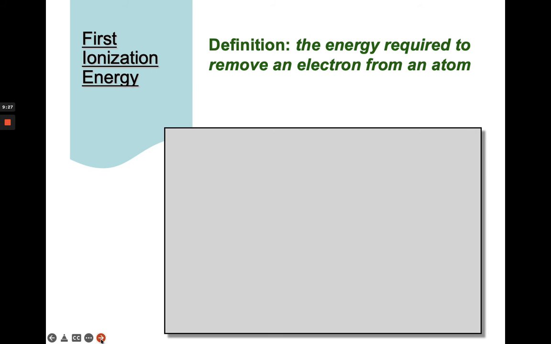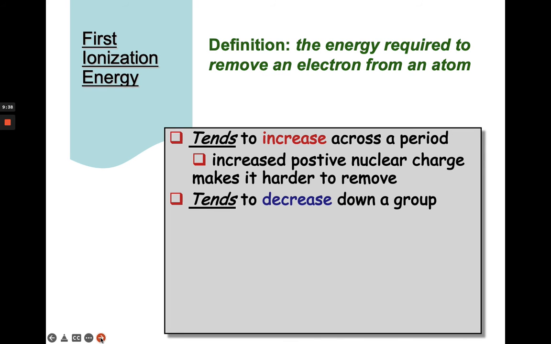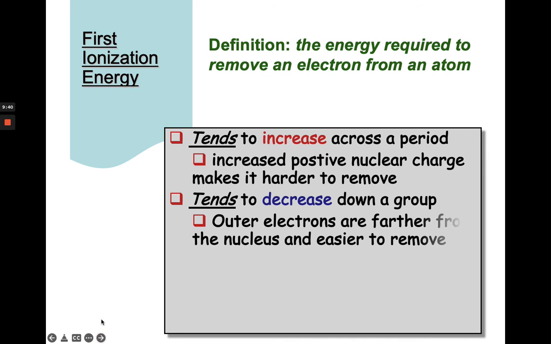Now, the trend for this is it tends to increase across a period, because that increased nuclear charge makes it harder to remove. And it tends to decrease down a group because the outer electrons are farther away from the nucleus and easier to remove.